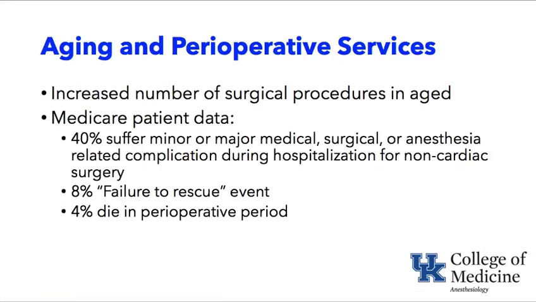If you look at perioperative services, there's an increased number of surgical procedures as aging occurs. And if you look at the Medicare patient data, it's sobering to see that 40% of elderly patients suffer minor or major medical, surgical, or anesthesia-related complications during hospitalization for non-cardiac surgery. There's a relatively high incidence of failure to rescue events that occur in the aged patient, and 4% die in the perioperative period. So we need to know as much as we can about the physiologic changes of aging and how it impacts our anesthetic care.